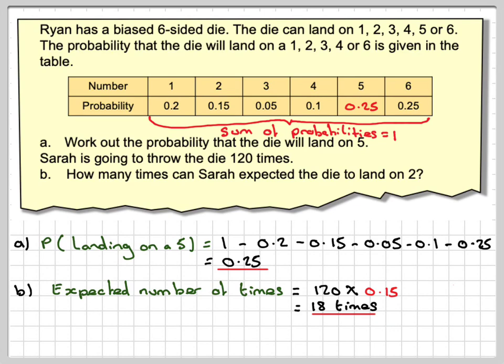So this has been a video showing how to use probability on a probability table. I hope you've understood, and I thank you very much for watching.